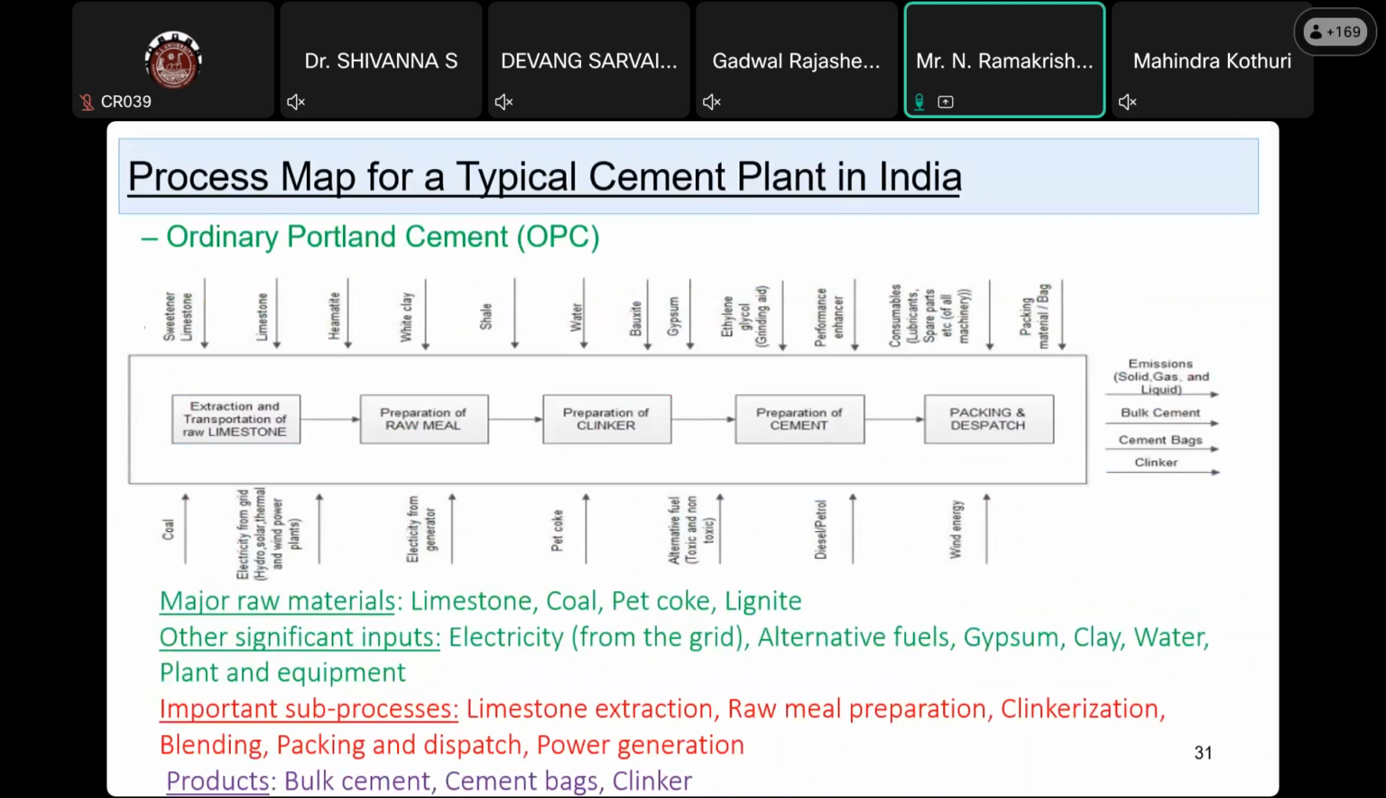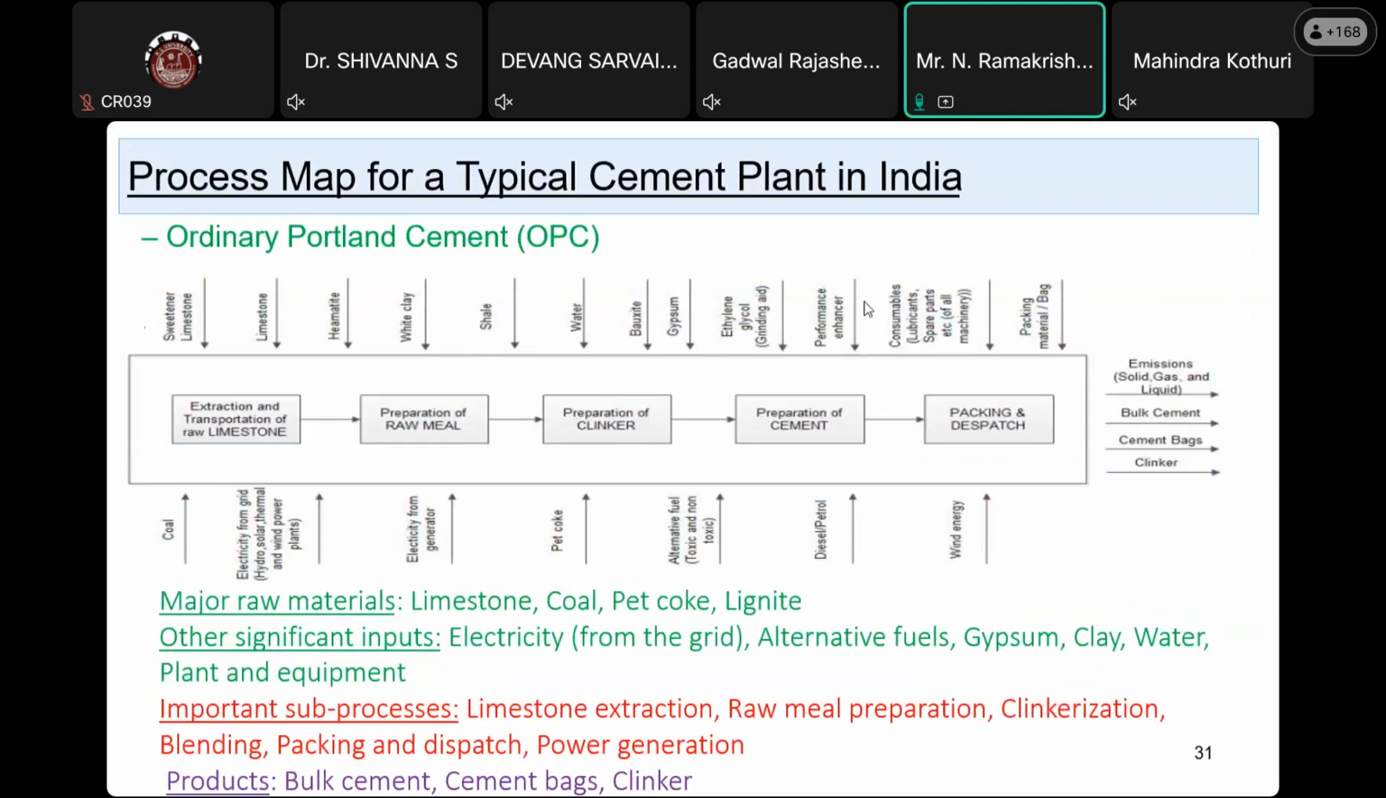So we are going to see the process which is happening in a cement plant in India. That is the normal OPC cement, the PPC cement, PSC cement, and LC3 also we are going to see. So you can see here the first one. These are all the raw materials which are required, right? Limestone, it all depends, clay or shale, water, bauxite, gypsum, or this performance enhancer.